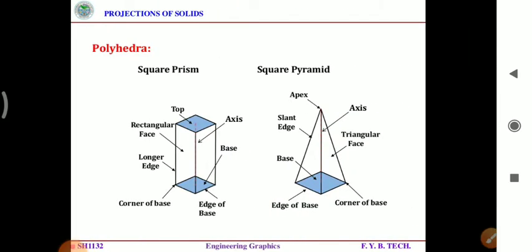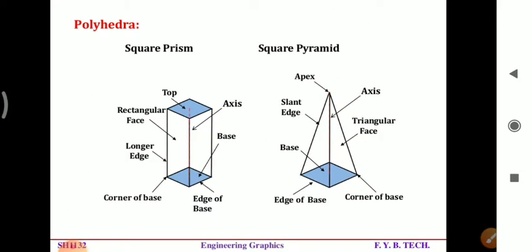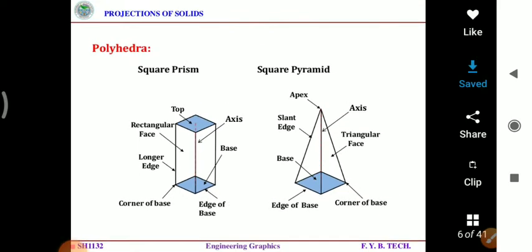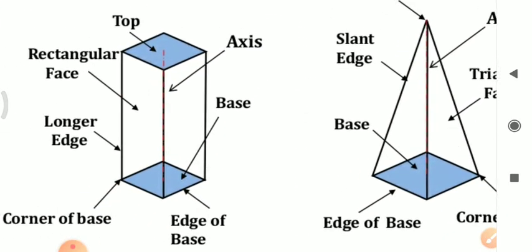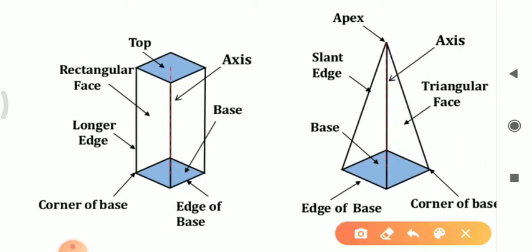Next, coming to the next part, polyhedra. Now, what is the nomenclature, how the naming is done of the prism and pyramid, that I'll show here. See here, if you observe, this is the prism. This example here is taken as a square prism.